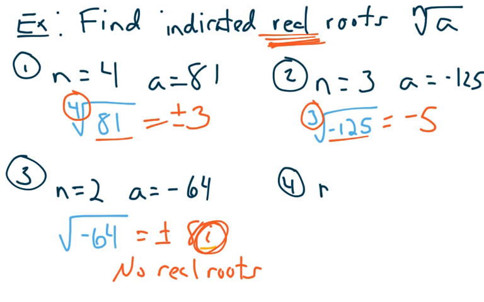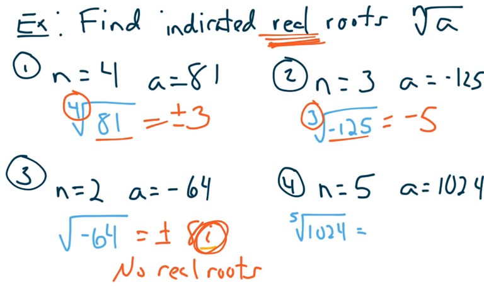Let's see, how about n equals 5 and a equals, oh, what should we try? How about 1024? Okay, 1024. So let's write this with radicals. Fifth root of 1024. Find in the end of the fifth column, 1024 is there. Makes it work real nice. Go all the way over to the left and you find that the fifth root of 1024 is 4.